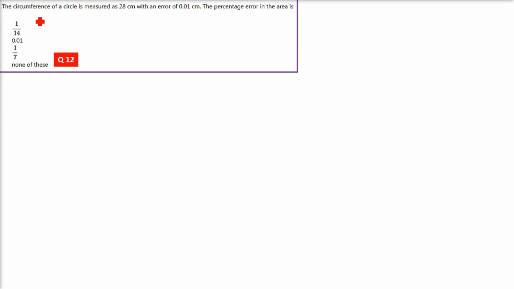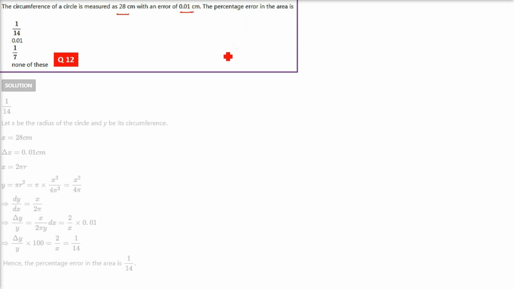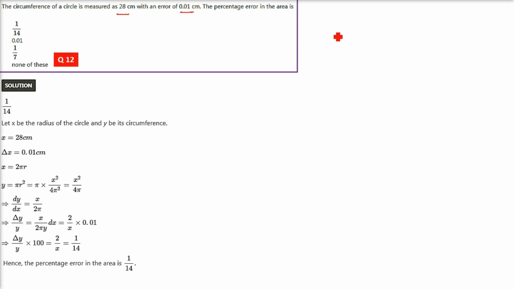The circumference of a circle is measured as 28 centimeter with an error of 0.01 centimeter. The percentage error in the area is, circumference is 2 pi r, area is pi r square. When it comes to a circle, these are the things which we are going to write. So rather than dealing with area and circumference, why not deal with x and y? Circumference can be taken as x, area can be taken as y. Now it will be easier for us to deal with y and x.